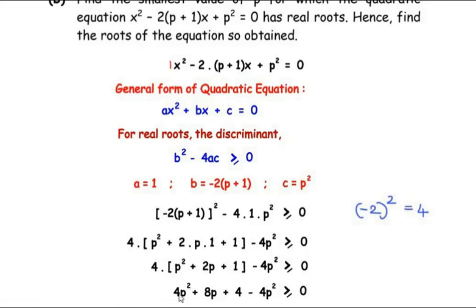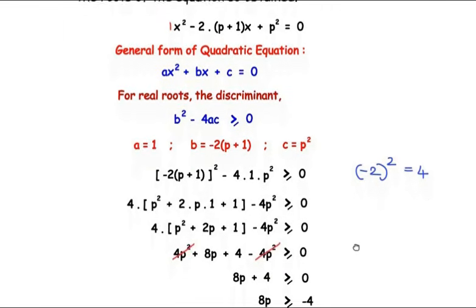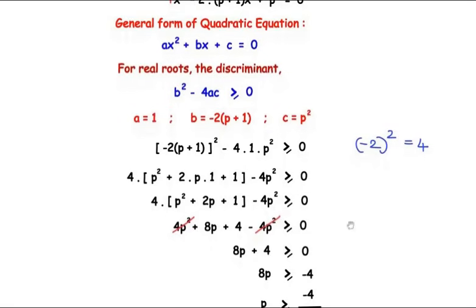Now here 4p square subtracts or cancels minus 4p square, giving us 8p plus 4 is greater than or equal to 0. Now let us take positive 4 on the other side of the equal to sign. So we get 8p is greater than or equal to, now positive 4 becomes negative 4.